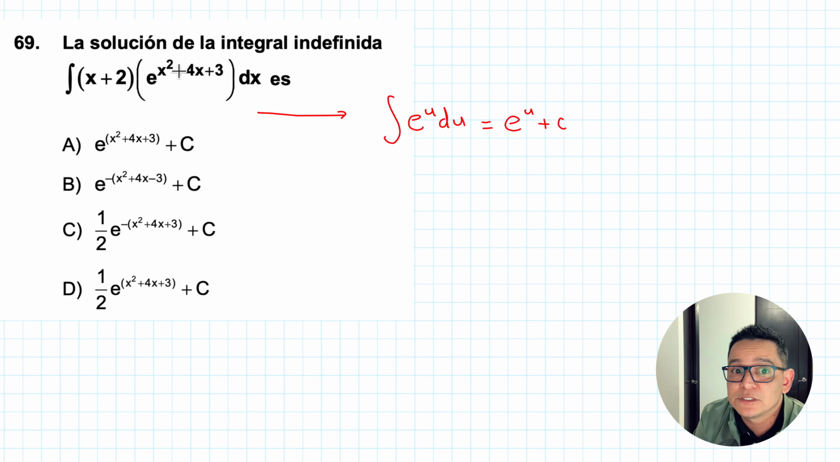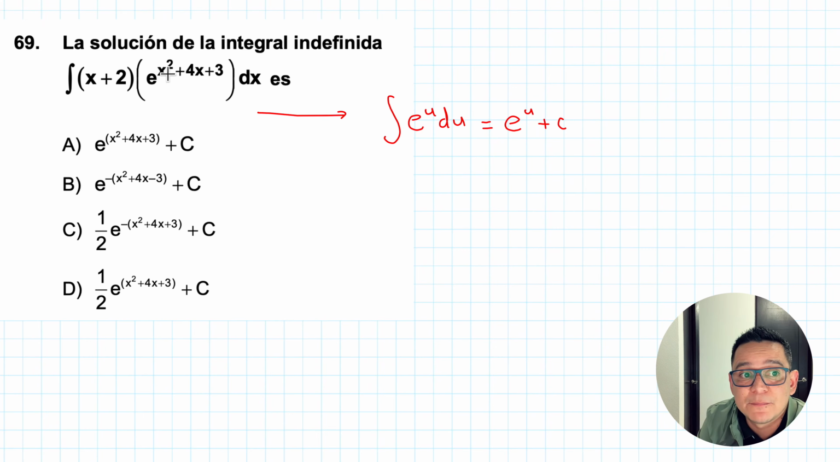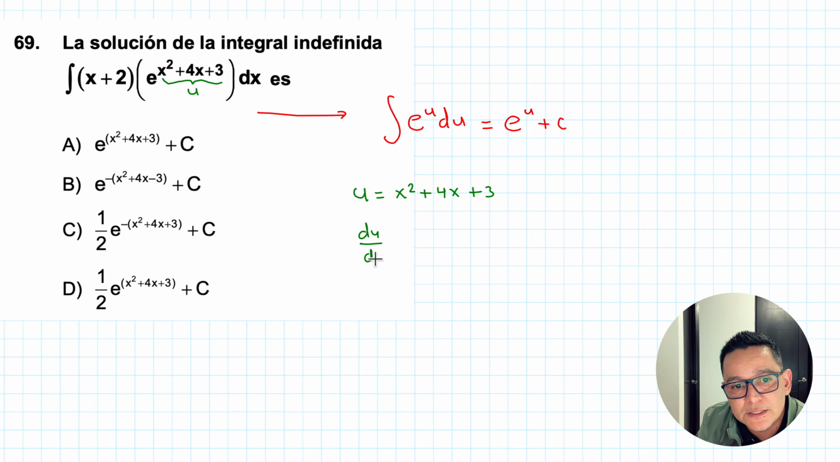Look, we don't have exactly that, so we have to try to get to something like what I have here. And again, we're going to get there by making a change of variable. In this case, I'm going to say that everything I have up here is u. That is, x squared plus 4x plus 3 is u. We differentiate u with respect to x, and then I get the derivative of x squared is 2x plus the derivative of 4x is 4.